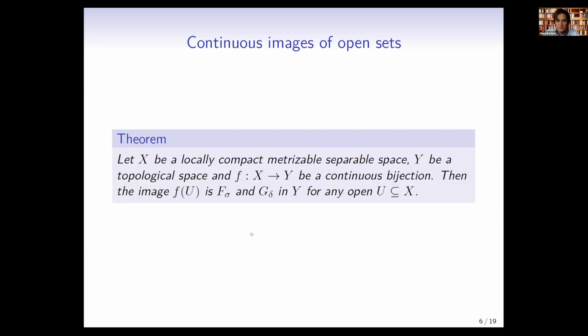What I can say about the first step, about continuous images of open sets. The result is the following. It's not hard to prove that if X is a locally compact metrizable separable space and Y is a topological space, then for every continuous bijection we have the following fact: the image of an open set is simultaneously F sigma and G delta in the space Y.